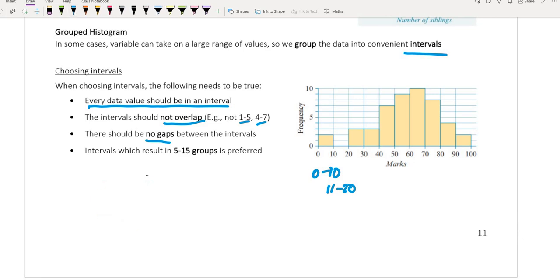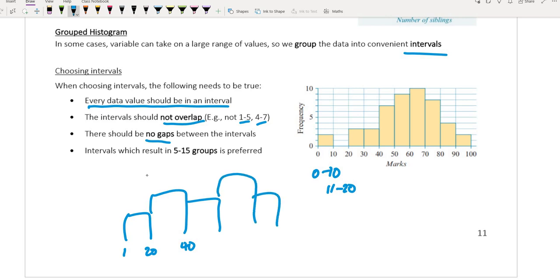And generally speaking, we want the intervals to not have a crazy amount of numbers. Depending on your data, but your data will have somewhere between 5 and 15 groups. So you don't want your histogram to just have 2 bars, because your intervals are like 0 to 50 and then 51 to 100. We'd rather space that out so you have like 1 to 20, 20 to 40, and then a bit more, 40 to 60. That's preferred over just having 1 or 2.